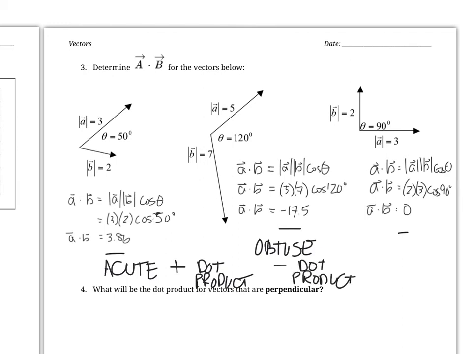And lastly, what happens when it's exactly 90 degrees? Well, the cosine of 90 degrees is 0. So when you have a right angle between those vectors, we have 0 as the dot product. So this is useful because we can tell right away by looking just at the sign of the dot product whether two vectors are acute, obtuse, or at 90 degrees to each other.